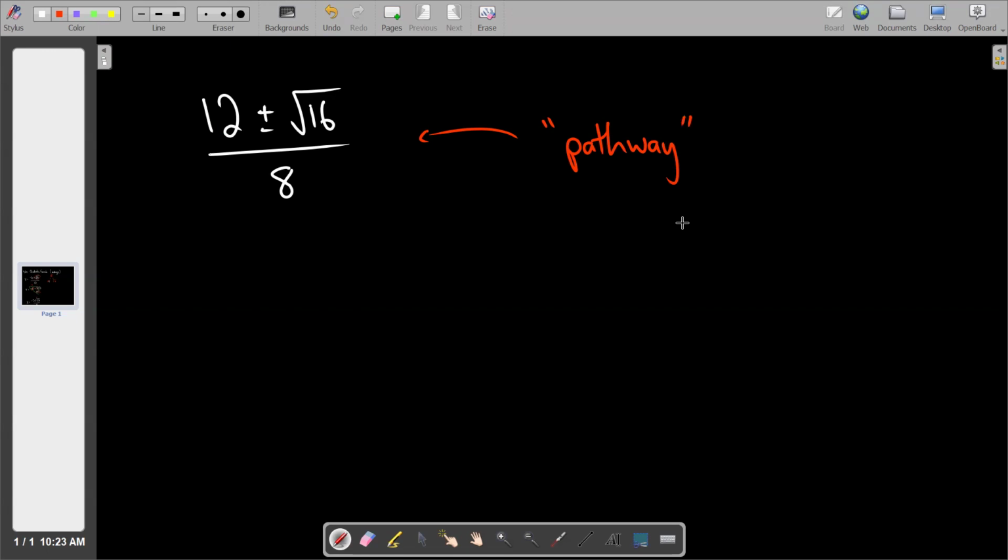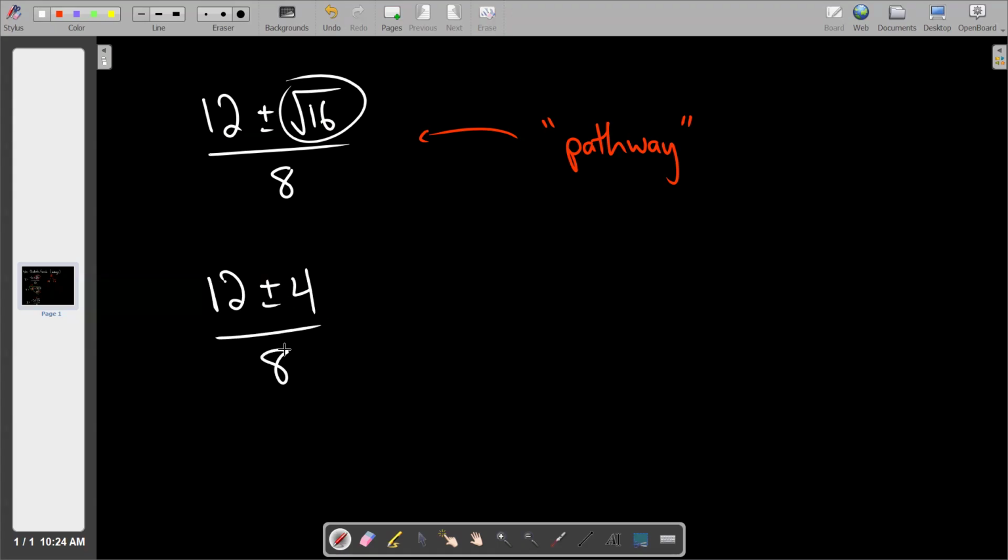First things first, what do we do? What are we going to do with that 16? Should we break it down into like 4 and 4? Should we make a tree? No. It's just literally 4, right? So this is going to be a pathway problem because this square root is actually already on your list. It doesn't need a tree. The square root of 16 is 4. Not root 4, just like second grade 4, the 4 you learned a long time ago. So what my answer is going to look like now is 12 plus or minus 4 over 8.